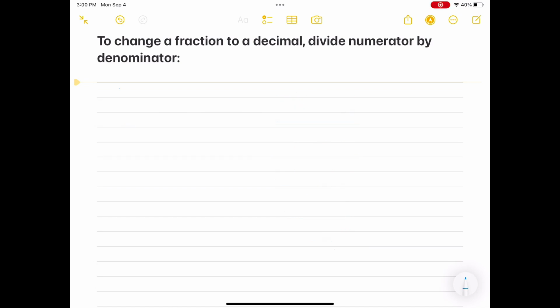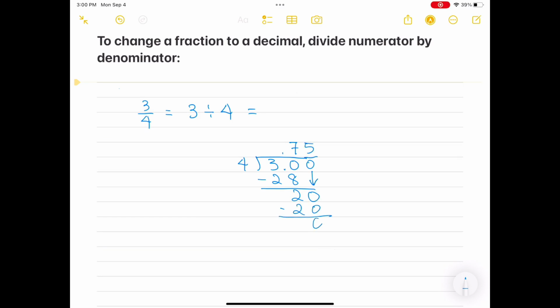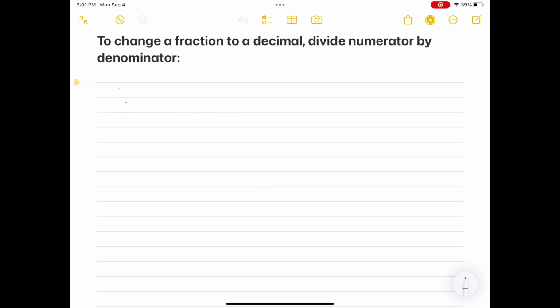For the fraction 3/4, we take the numerator 3 and divide it by the denominator 4. We add a decimal behind the number 3 and add zeros behind that so that we can divide 4 into 300. And we get 75 hundredths.